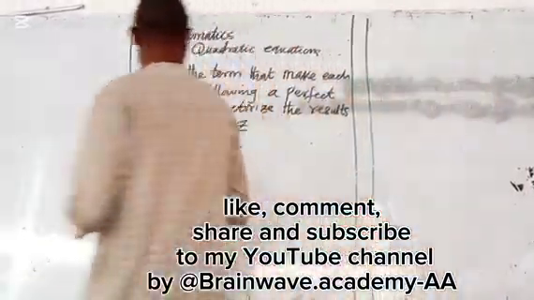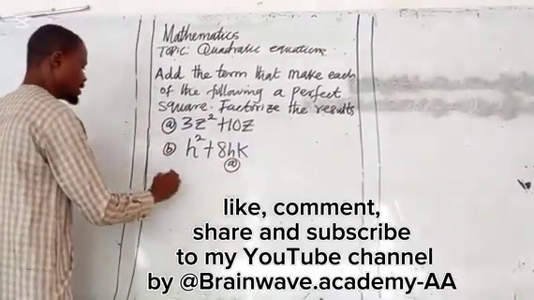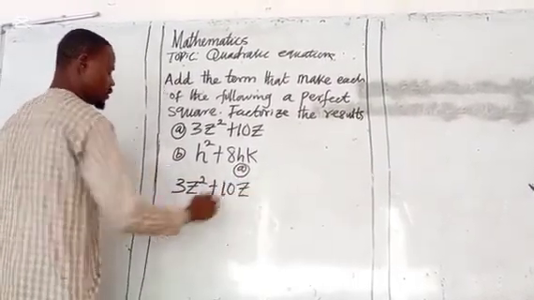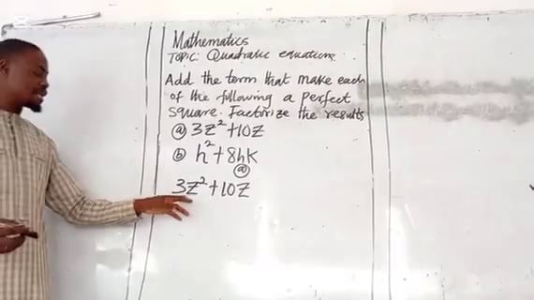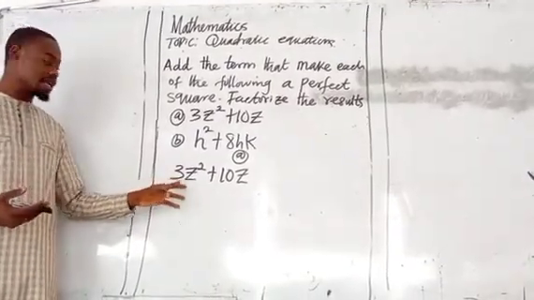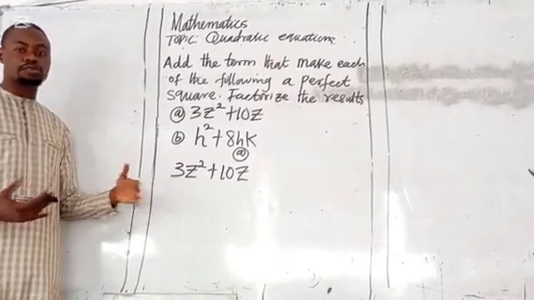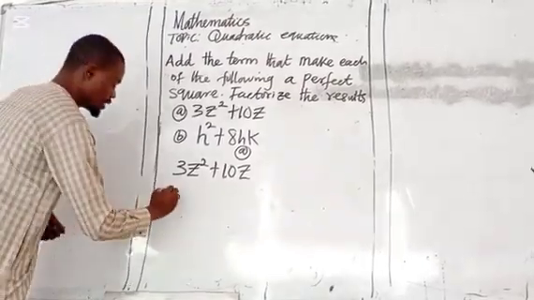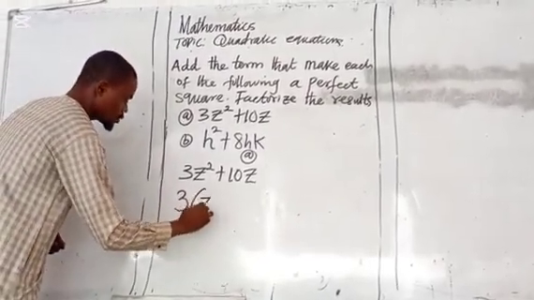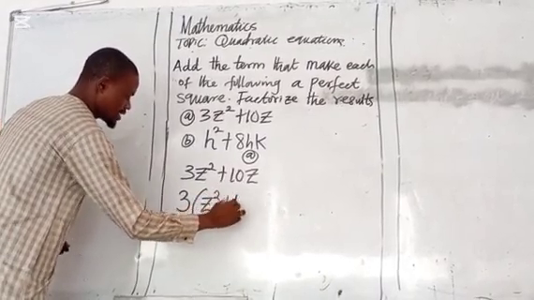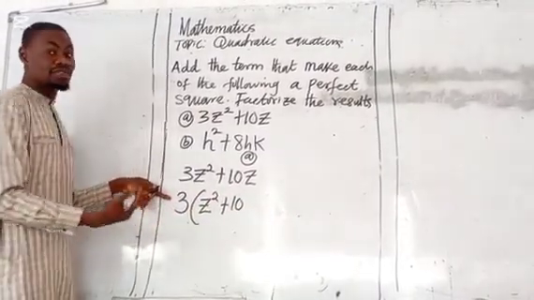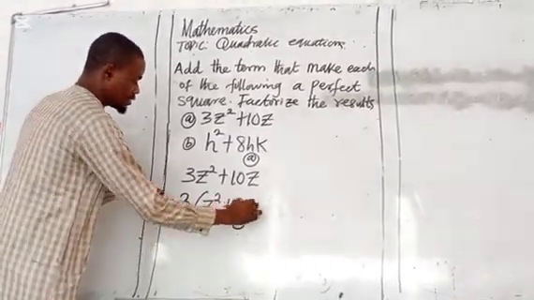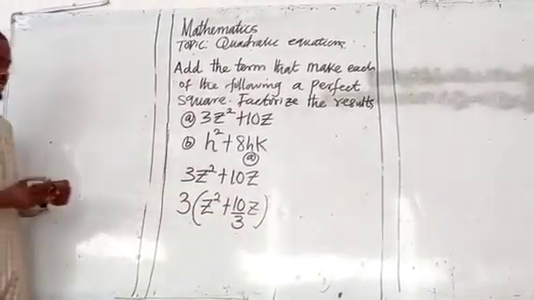Let's get started. So A, we have 3z squared plus 10z. If you look at it, the term that carries the highest power has a coefficient, which means I have to remove that. We have to work with the coefficient by taking the 3 out. We have 3 open bracket z squared plus 10. Since this 3 is not a fraction, I'll divide by 3, then z. Close the bracket.